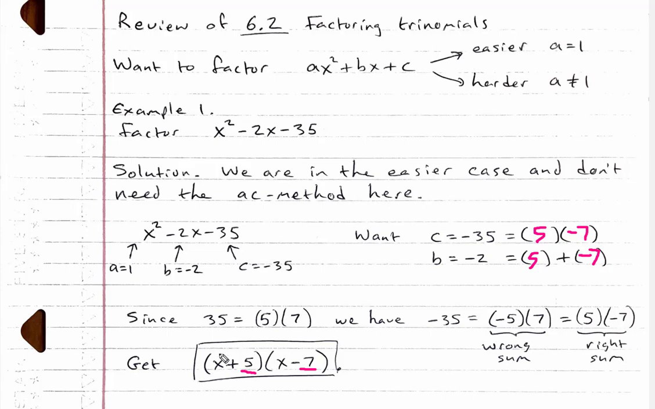And the reason it works is, if you FOIL this out, you're getting x times x, so that's just 1x squared, plus 5x minus 7x, the outer and the inner, and the last terms, we get the right product. So this is quite easy. When it's just 1x squared plus bx plus c, then you can factor like this.